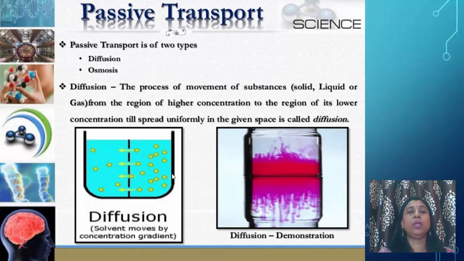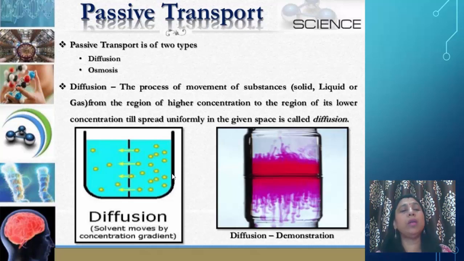Now passive transport. It is of two types, diffusion and osmosis. Diffusion. It is the process of movement of substances, solid, liquid or gas, from the region of higher concentration to the region of lower concentration, till it spreads uniformly in the given space. We have studied this diffusion in chemistry also. It is the movement of substances, and the substances may be solid, liquid or gases, from a region of higher concentration to lower concentration.